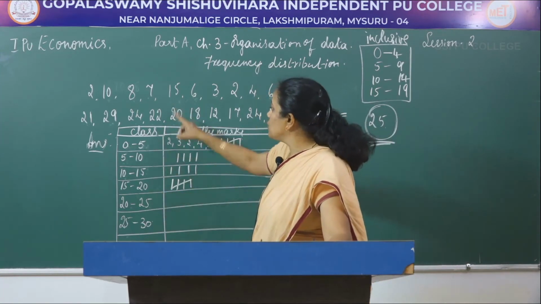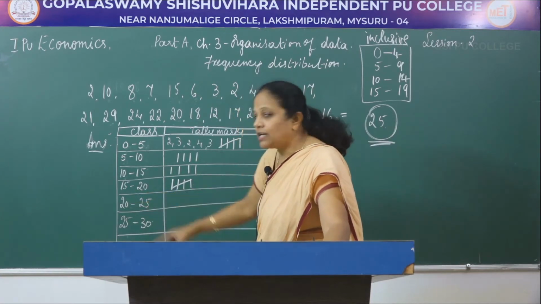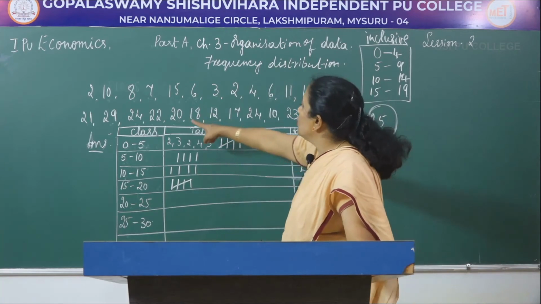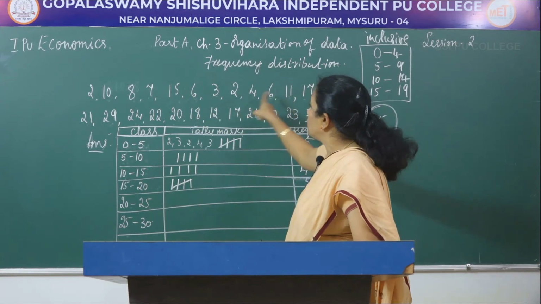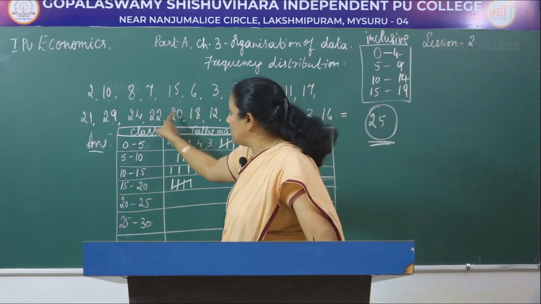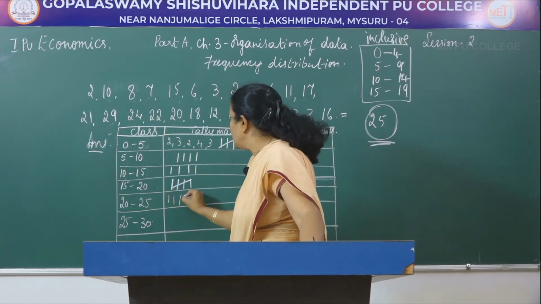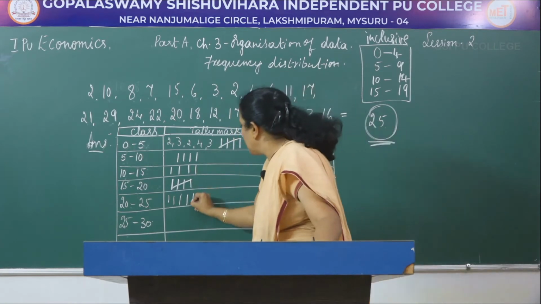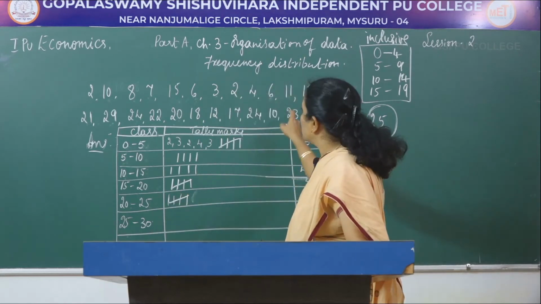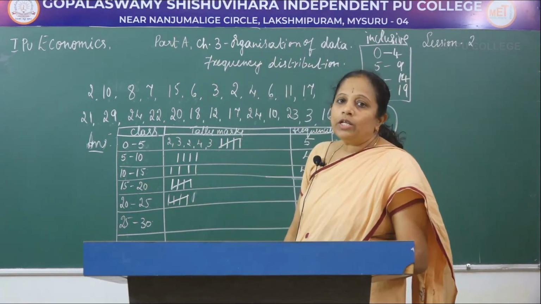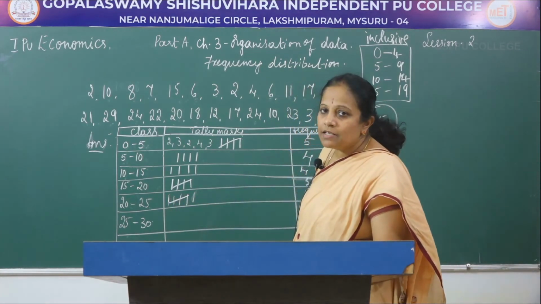The next one is 20 to 25. 20 we did not consider in the previous class. We are considering it here because it is an exclusive method. So, 20 is here, and in this first row we don't have any number with 20. So, 20, 21, 24, 22. So, 1, 2, 3, 4, then 24 again. Since it is the fifth one, we are marking it like this. Then 1, 2, 3 is also here. So, totally we have 6 numbers that come under this class. So, this class has 6 frequencies.